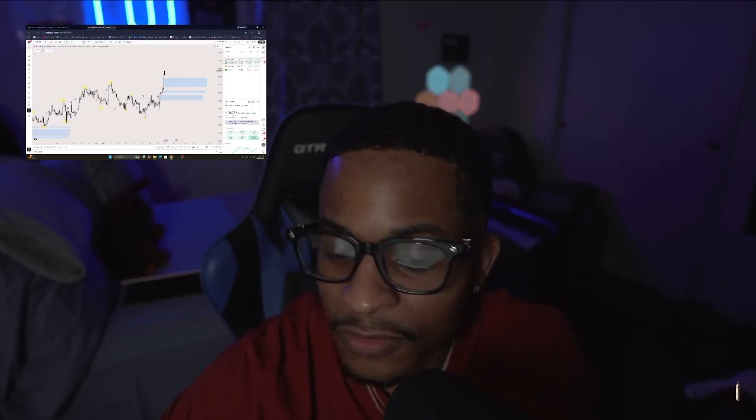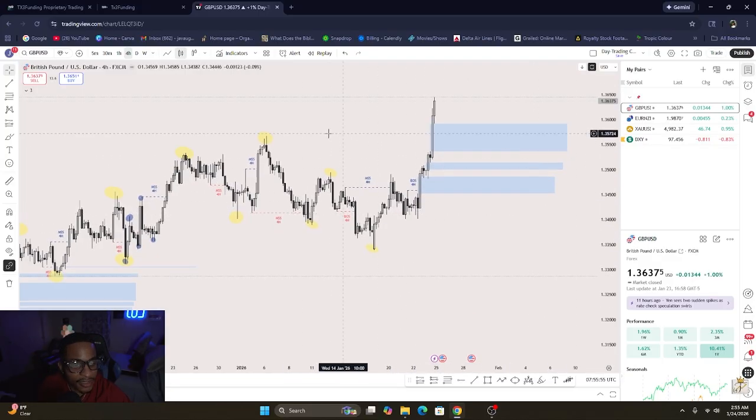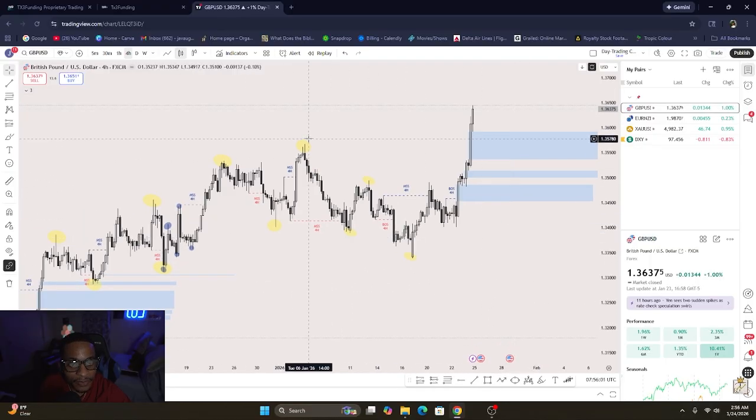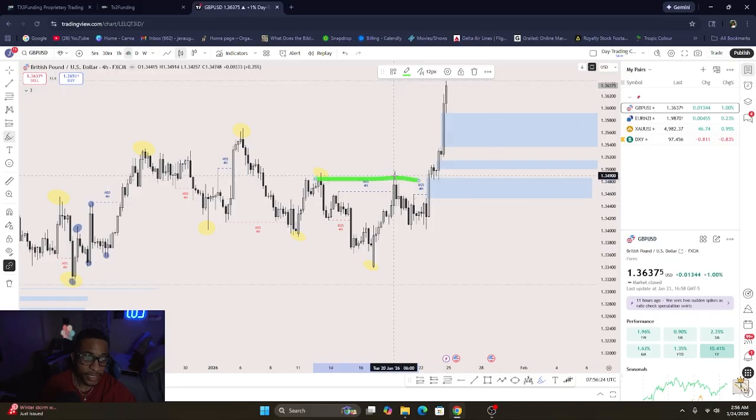So I want to start off with GBP USD. GBP USD was making me just want to pull out my hair because it actually gave us a crazy turnaround. As you can see here, we took out this low right here, price corrected, then we made a lower low. After price made a lower low, I was anticipating a correction, but as you can see here, price actually made equal highs right here.